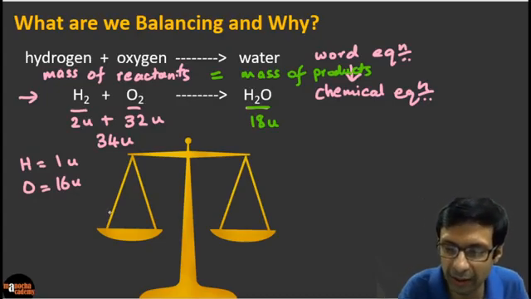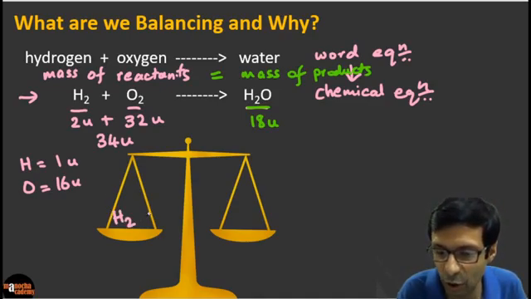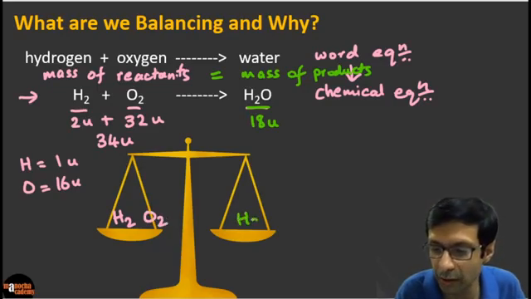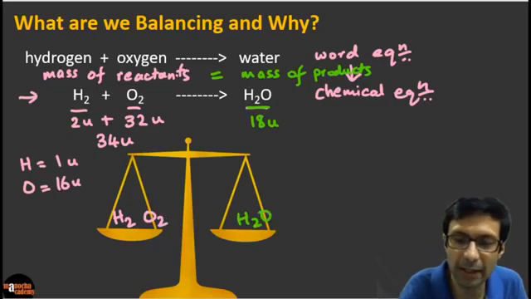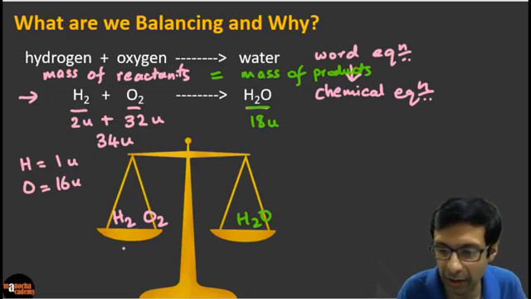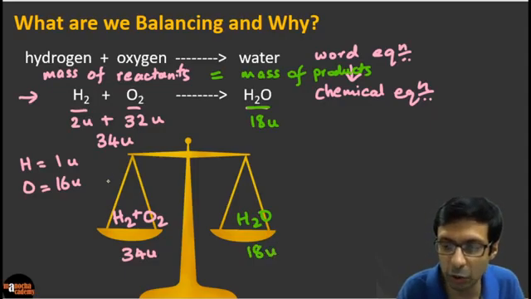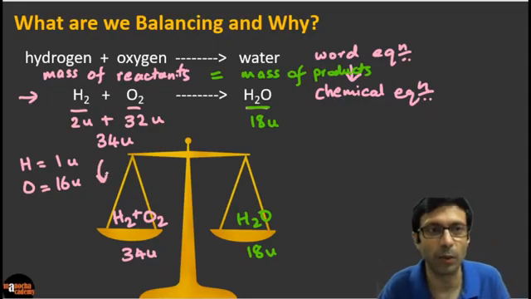So if we place hydrogen on this left pan, right, and oxygen over here, and if we place this H2O over here, you can see that the mass is unbalanced right now because it's 34U here, so it was H2 plus O2, and it's 18U here, right? So this beam balance is going to turn this way.